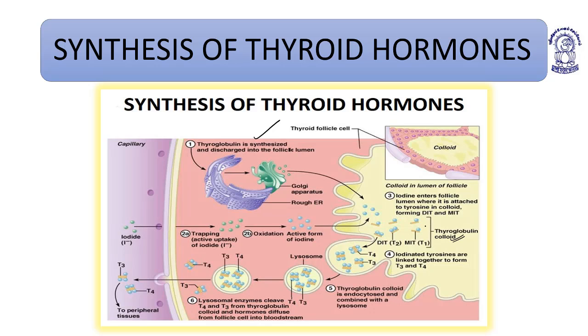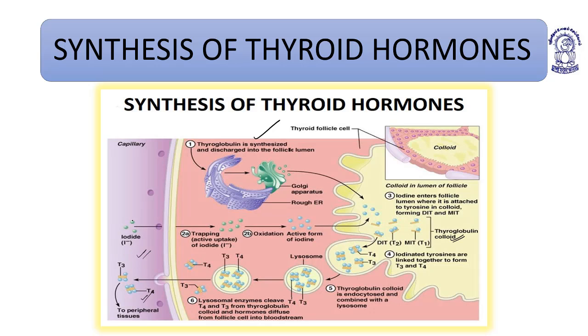In the thyroglobulin colloid, iodinated tyrosines are linked together to form T3 and T4. The thyroglobulin colloid is endocytosed and combined with the lysosome. Lysosomal enzymes cleave T4 and T3 from the thyroglobulin colloid, and the hormones diffuse from the follicle cell into the bloodstream to peripheral tissues.